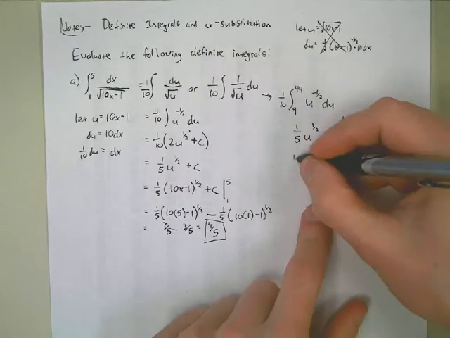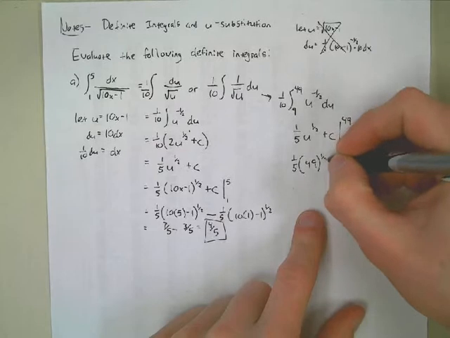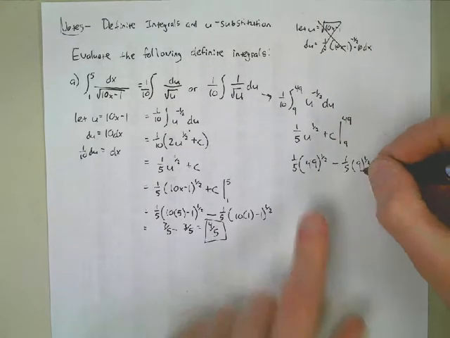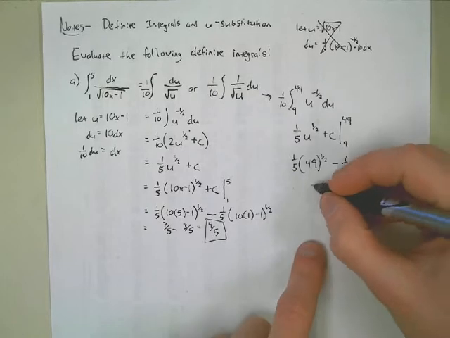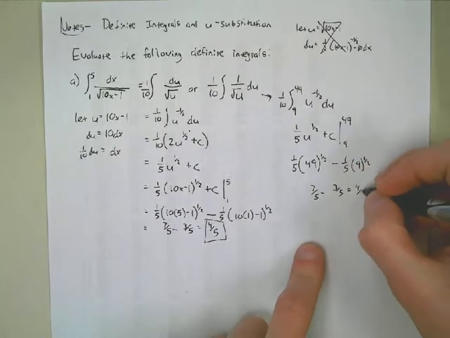So it's going to be 1/5 49 to the 1/2 minus 1/5 9 to the 1/2. And what does it end up being? 7/5 minus 3/5, which is 4/5.